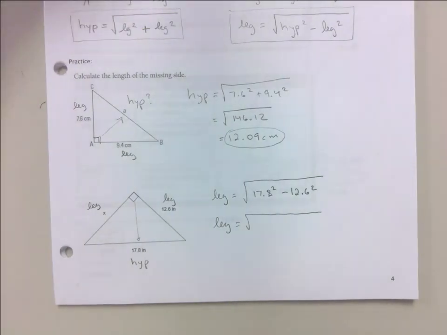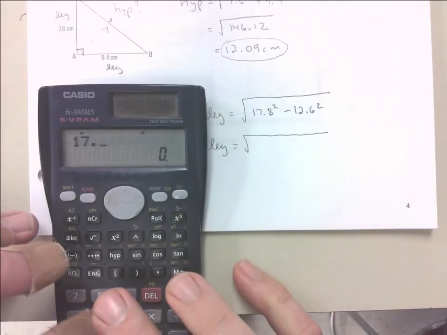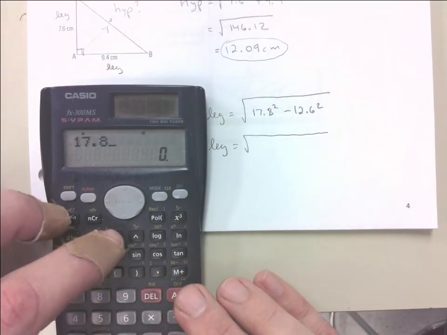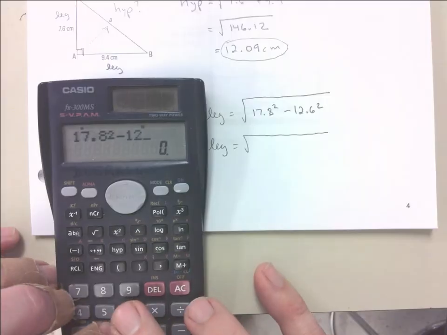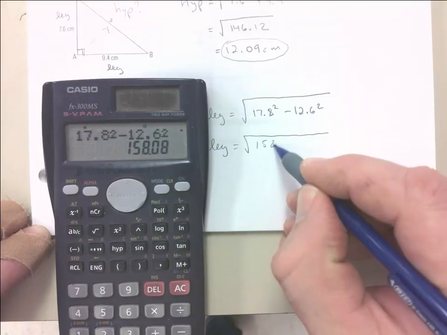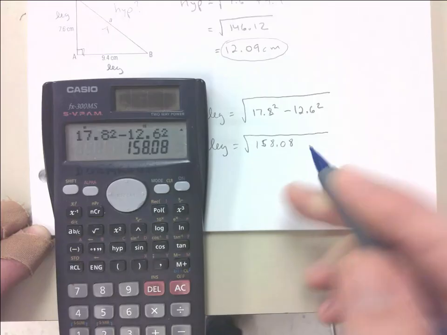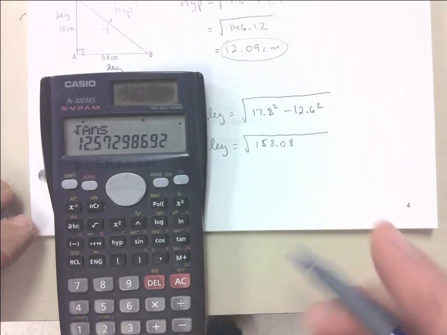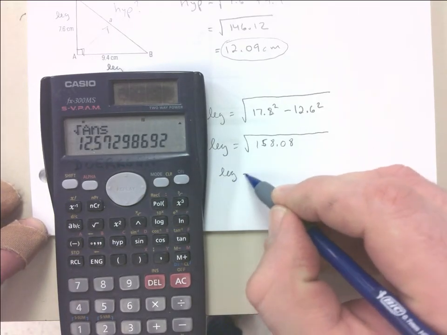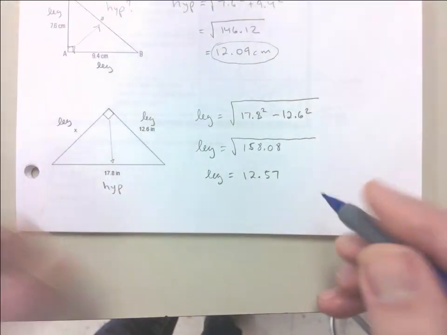I use my calculator here, right, 17.8 squared minus 12.6 squared, that's 158.08. Take the root of that, that's 12.57 inches.